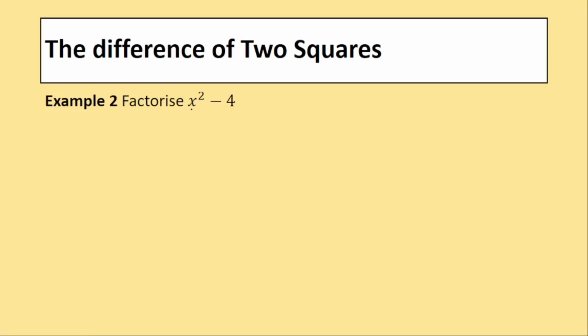Let's factorize x squared minus 4. 4 has not been squared. We need to write 4 as a square. We need to find a number such that when you square it, it's going to give us 4. I think that number is 2. So x squared minus 2 squared. X squared minus 2 squared will be factorized as follows. We'll say x plus 2, x minus 2.